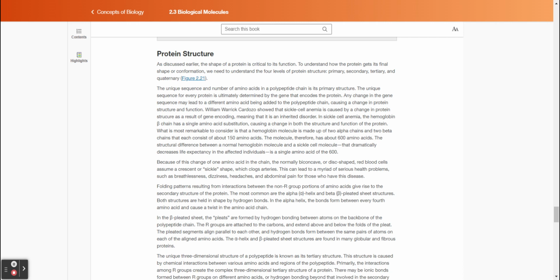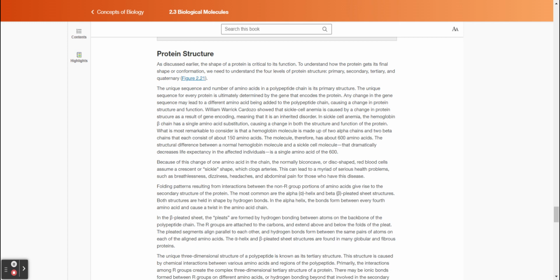Protein structure. As discussed earlier, the shape of a protein is critical to its function. To understand how the protein gets its final shape or conformation, we need to understand the four levels of protein structure: primary, secondary, tertiary, and quaternary. The unique sequence and number of amino acids in a polypeptide chain is its primary structure. The unique sequence for every protein is ultimately determined by the gene that encodes the protein. Any change in the gene sequence may lead to a different amino acid being added to the polypeptide chain, causing a change in protein structure and function.